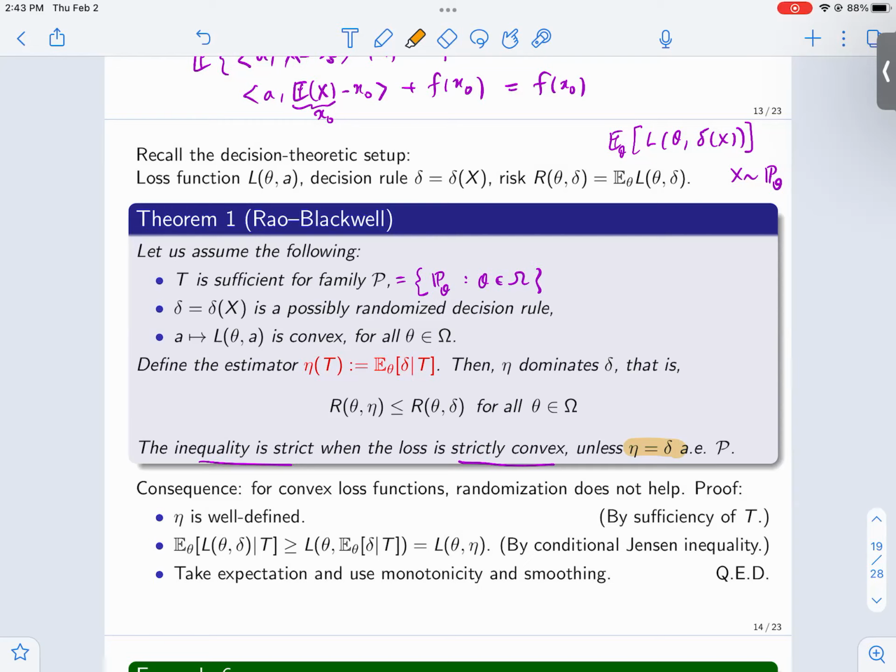So this is saying that if the loss is strictly convex, and if eta is anything other than delta, then this would be strict everywhere. So it's a very severe domination. Okay. So in that case, definitely delta would be inadmissible. And this would be like the certificate for the inadmissibility of delta.